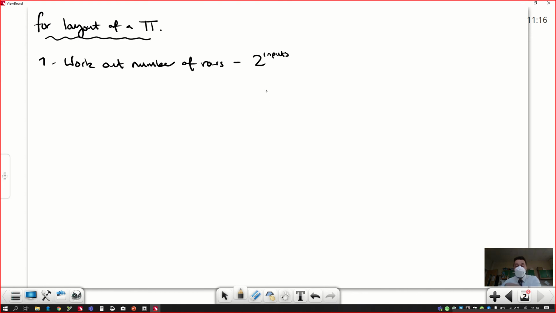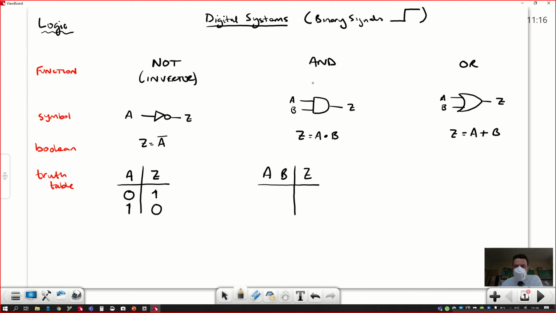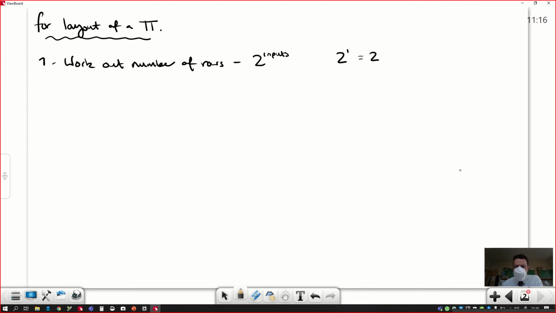Okay? So for an inverter system where you've only got 1 input, how many rows has a truth table got? 2 to the power of 1. That equals 2. For the system that we're looking at just now, where we've got 2 inputs, that means our truth table is going to have 2 raised to the power of 2, which equals 2 times 2, which equals 4. There will be 4 rows when you're using a system that has 2 inputs. So actually work out the number of rows.